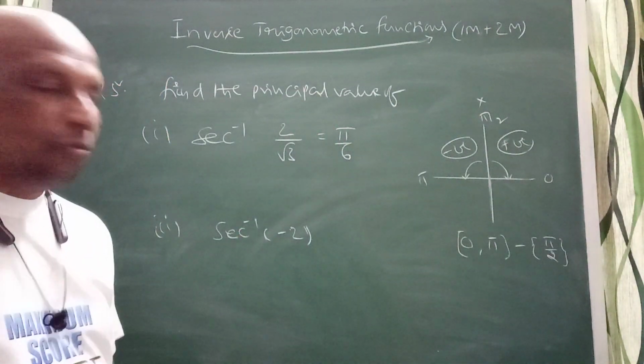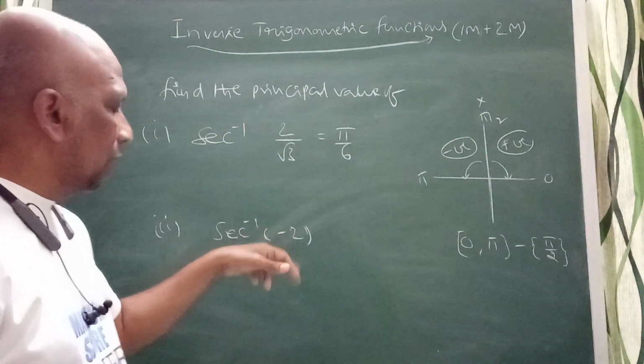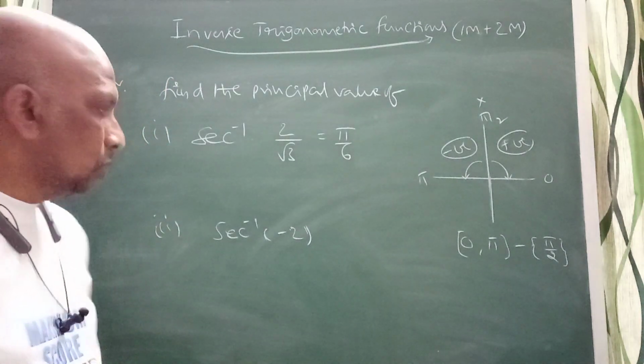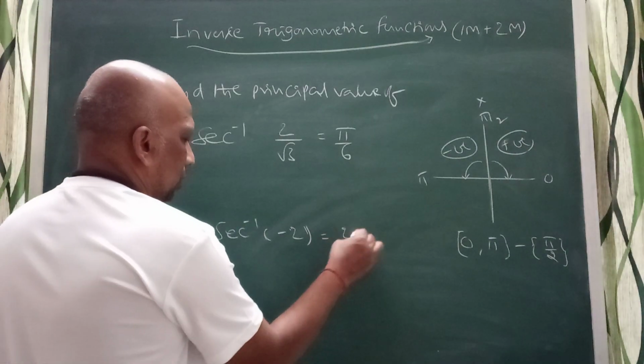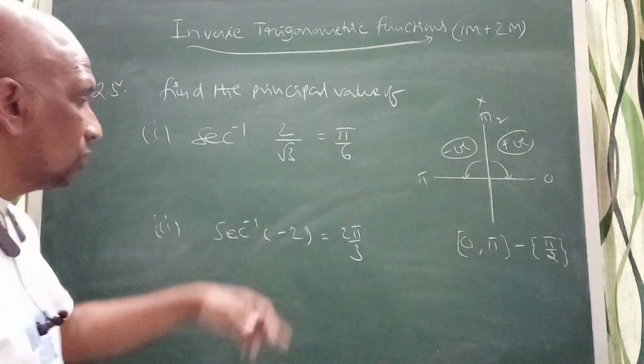Coming to negative, the angle should lie between pi by 2 to pi. Secant inverse of minus 2 is cos inverse of minus 1 by 2. You will get 2 pi by 3. So the same thing will come, this is 2 pi by 3. Or else you can write secant inverse of minus x.